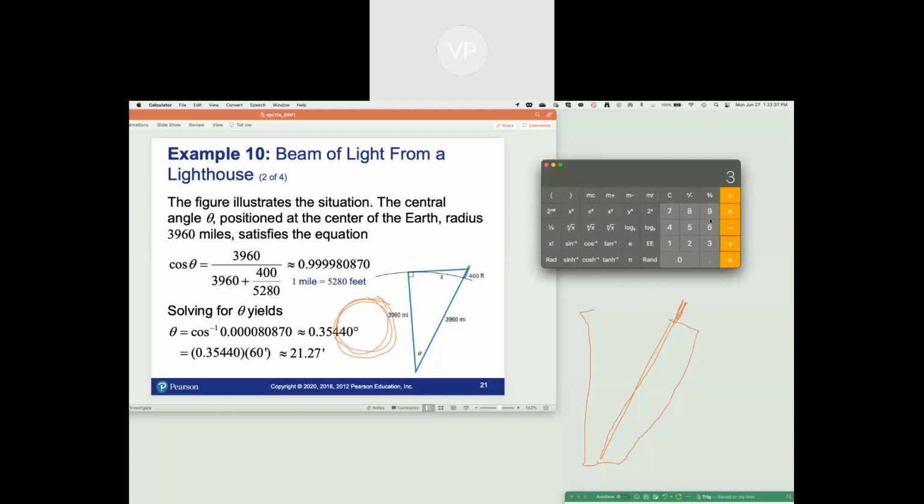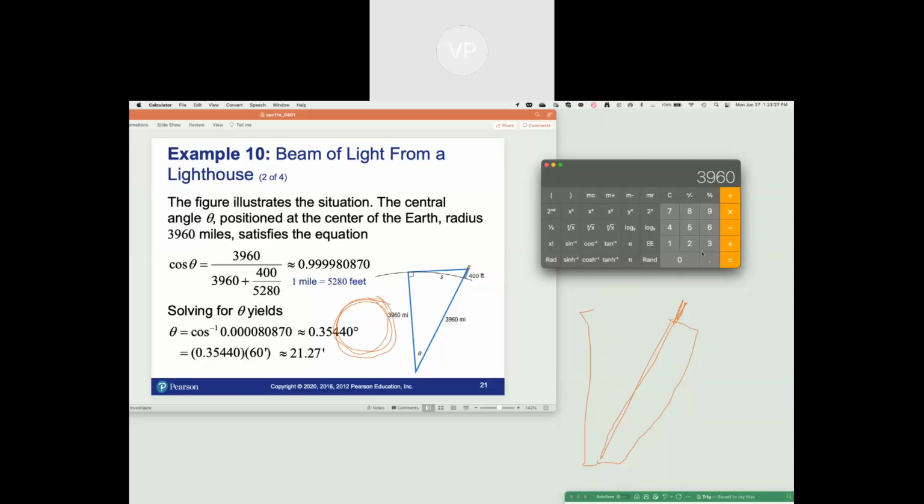So 3,960, that's that length right here. To the top of the lighthouse, to the center of the Earth, is 3960.075. It's not much further than this distance right here. So we have our right triangle, and what we're trying to figure out in the original question is this angle. The cosine of this angle, this alpha right down here, is the adjacent over the hypotenuse, where the hypotenuse is slightly bigger. It's all that right there.